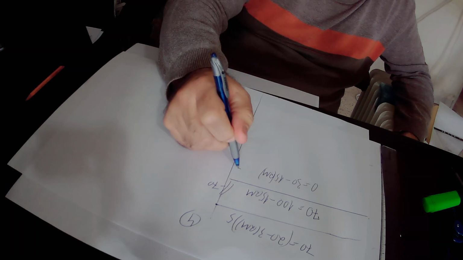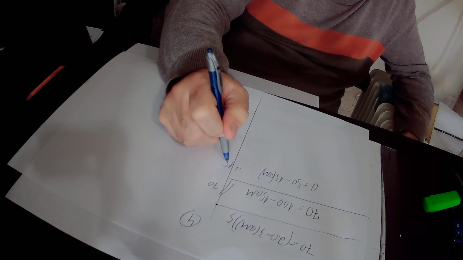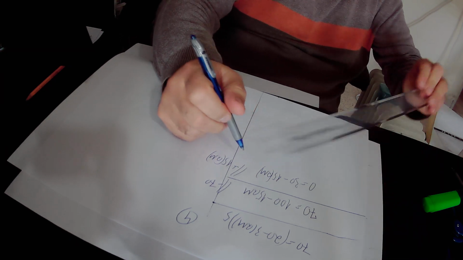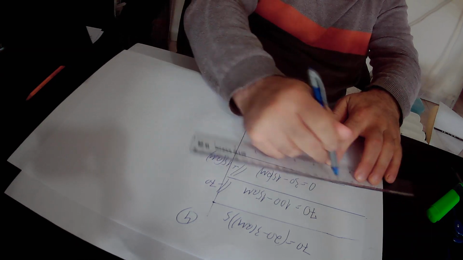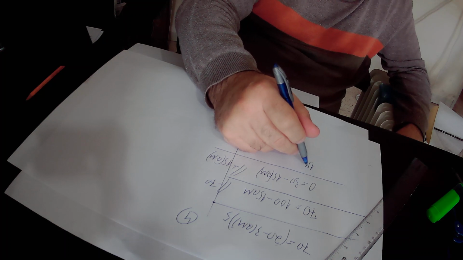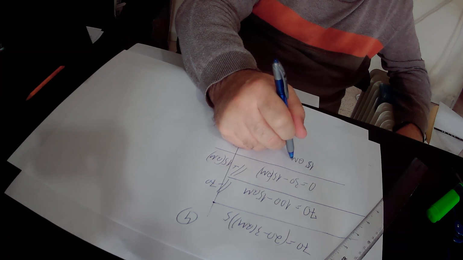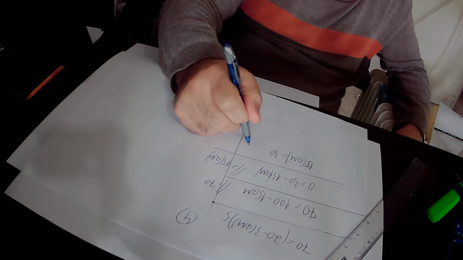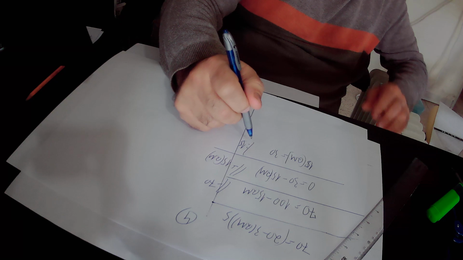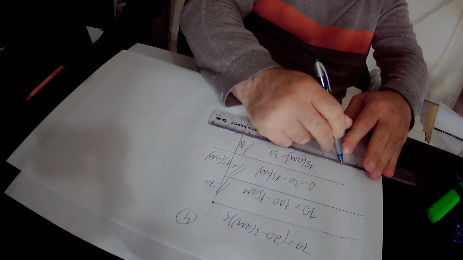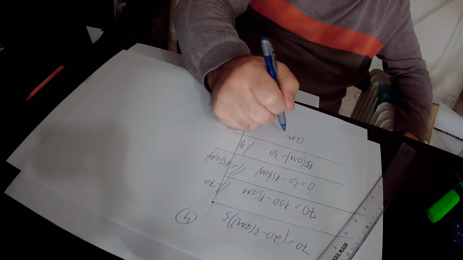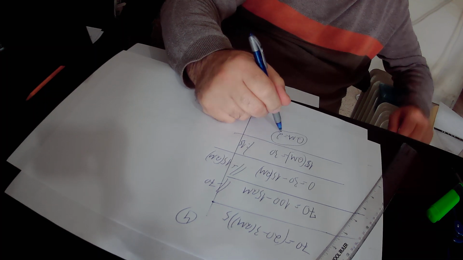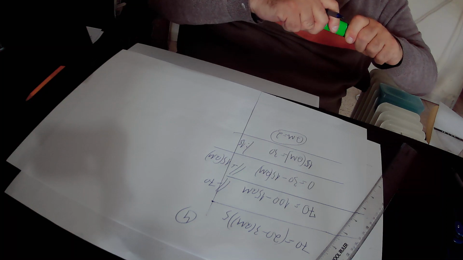Here we add 15 QM to this equation, and we get that 15 QM equals 30. Here we divide this equation by 15, and finally we get that QM equals 30 over 15, which is 2. So QM equals 2 units in its length.